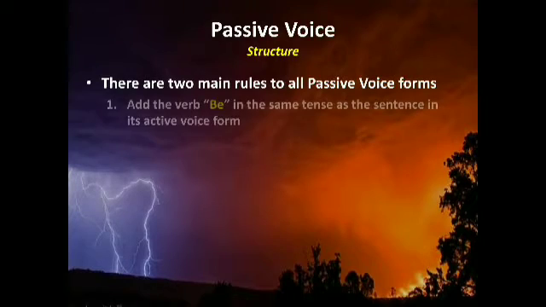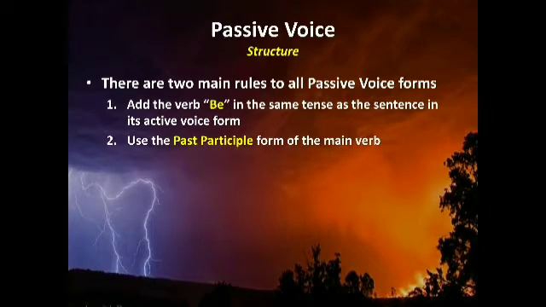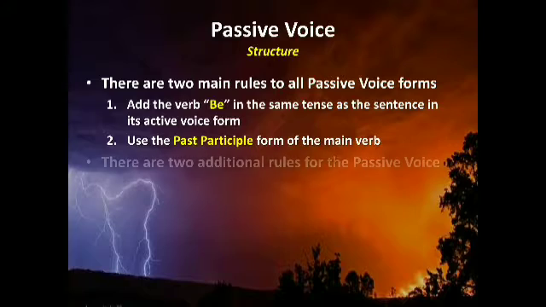So let's talk about active and passive voice structure. There are two main rules for all passive voice forms. The first thing is to add the verb be in the same tense as the sentence in its active voice form. And second, use the past participle form of the main verb. It means always use the third form.